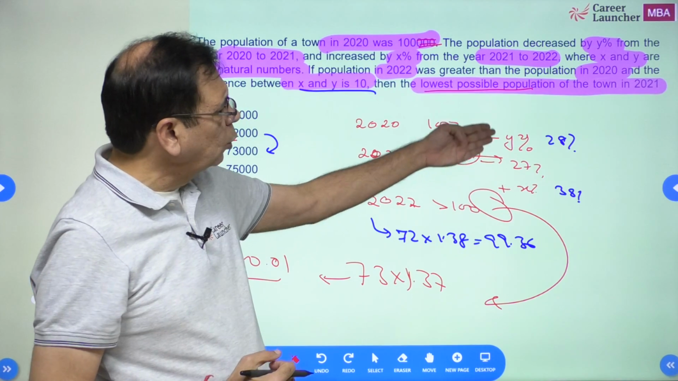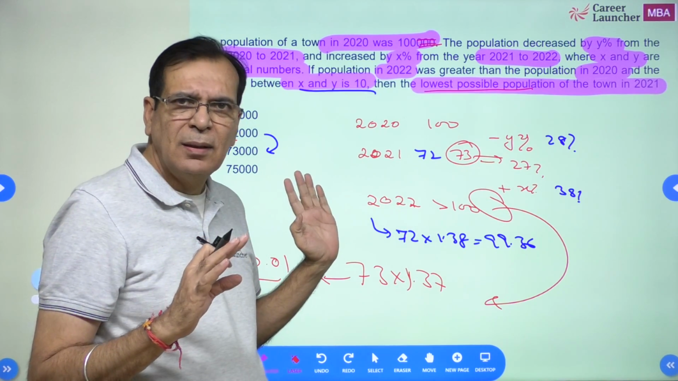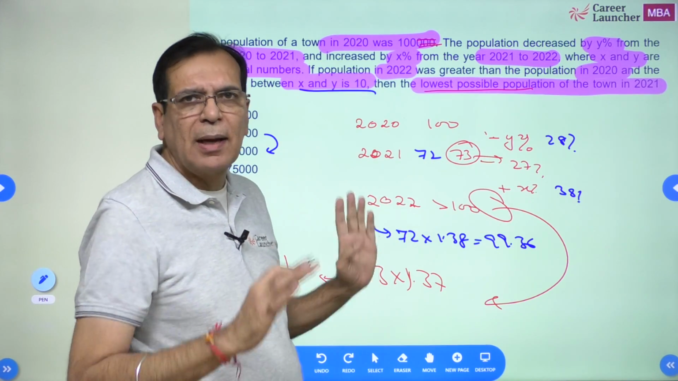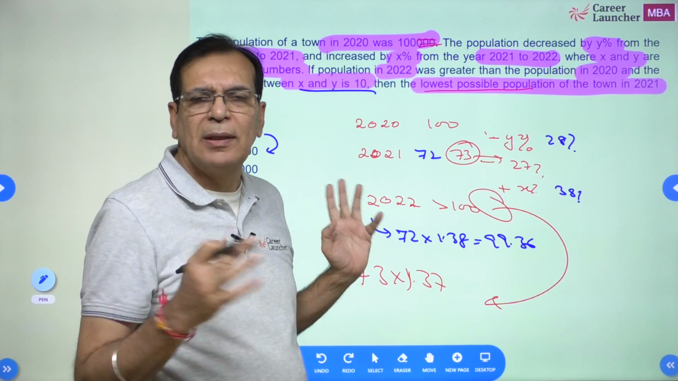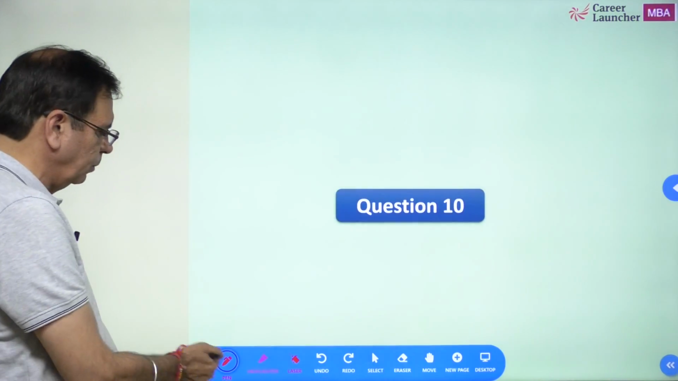Strictly speaking, there are two successive changes of -y and +x. That is what it is saying. It is saying effectively two successive changes of y% and x% have to be greater than 0%. That's what it is saying. But I don't have that much time to make useless questions and solve them.